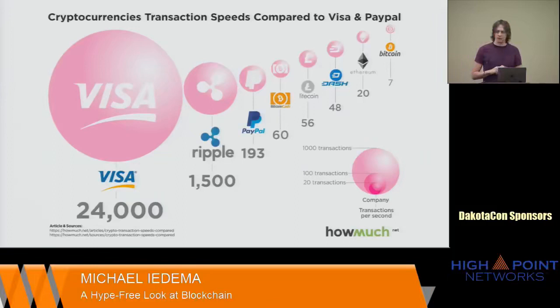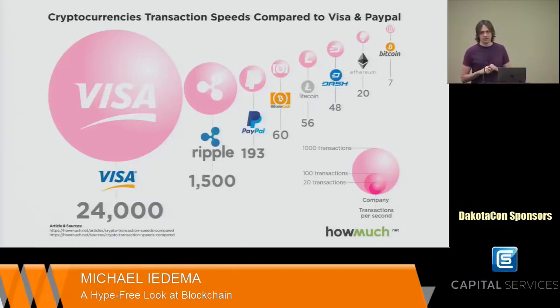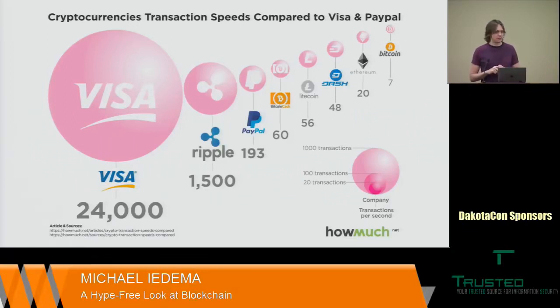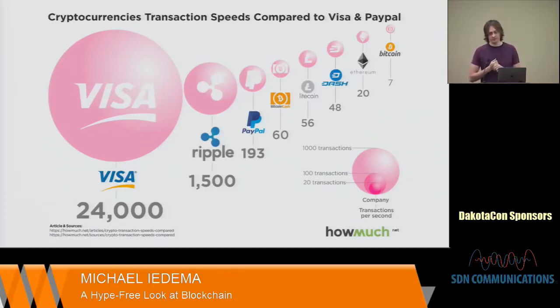So where are we at? Visa can do about 24,000 transactions per second, which is a lot more than the fastest blockchain competitor. Ripple was designed to be very, very fast, and it can only do 1,500 per second. And it falls off pretty quick after that. Bitcoin's way at the end with 7 transactions per second. So don't build anything too finely grained, it doesn't need to be too reactive.